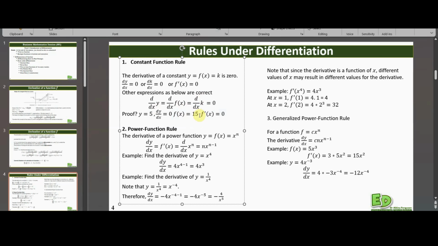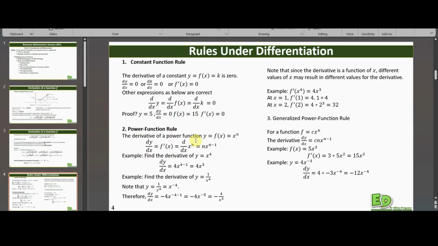Constant simply means that it is a number, or it is just a whole number without any variable attached to it. We don't have x here, right? So it is a constant. Anytime you differentiate a constant, it goes away. It turns out 0, so you don't write anything. You just leave it like that. It goes away, right? The second rule is what is called the power function rule, or the power rule.